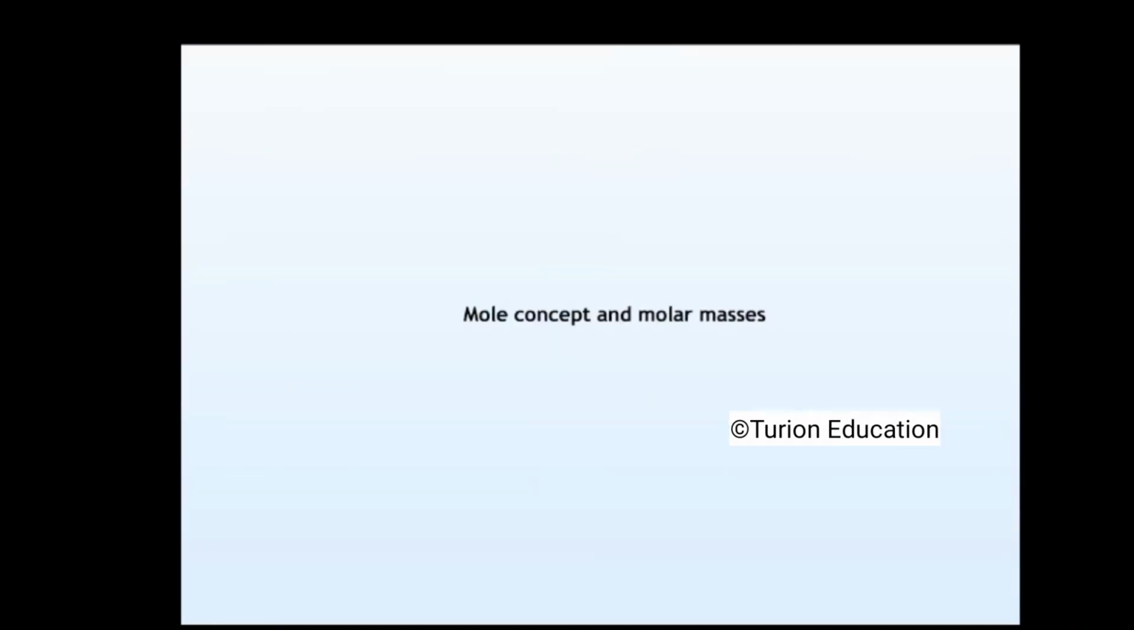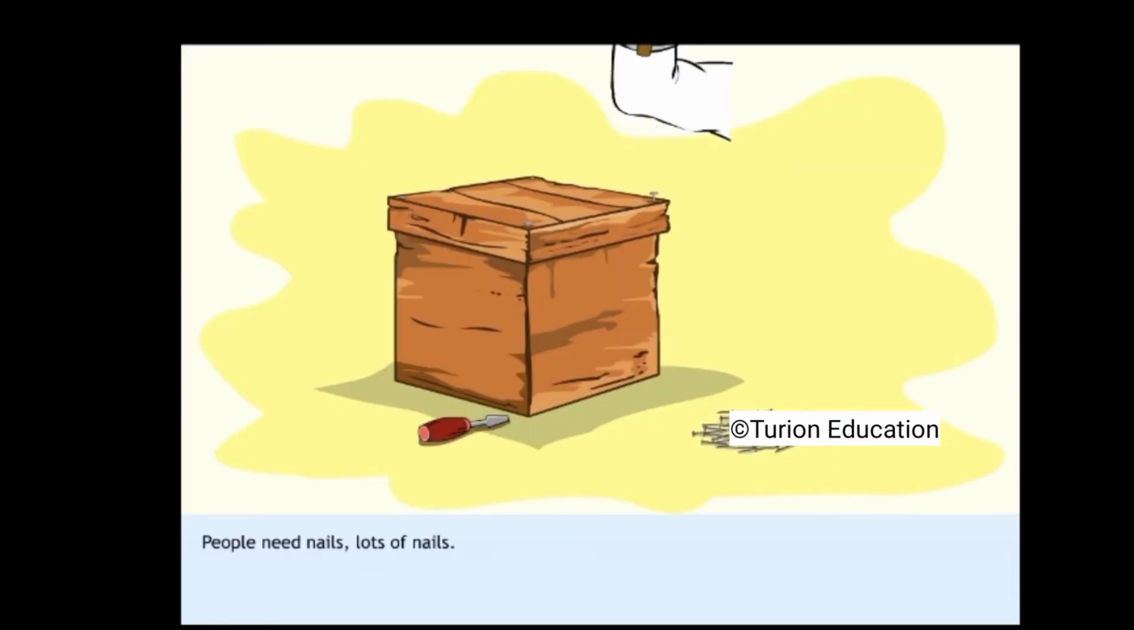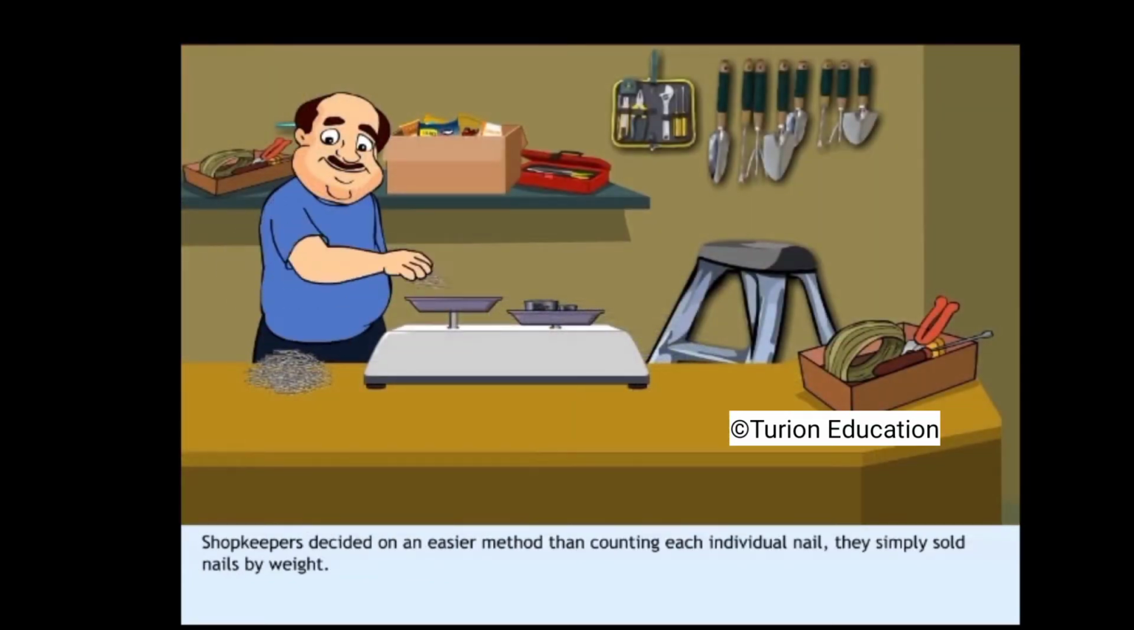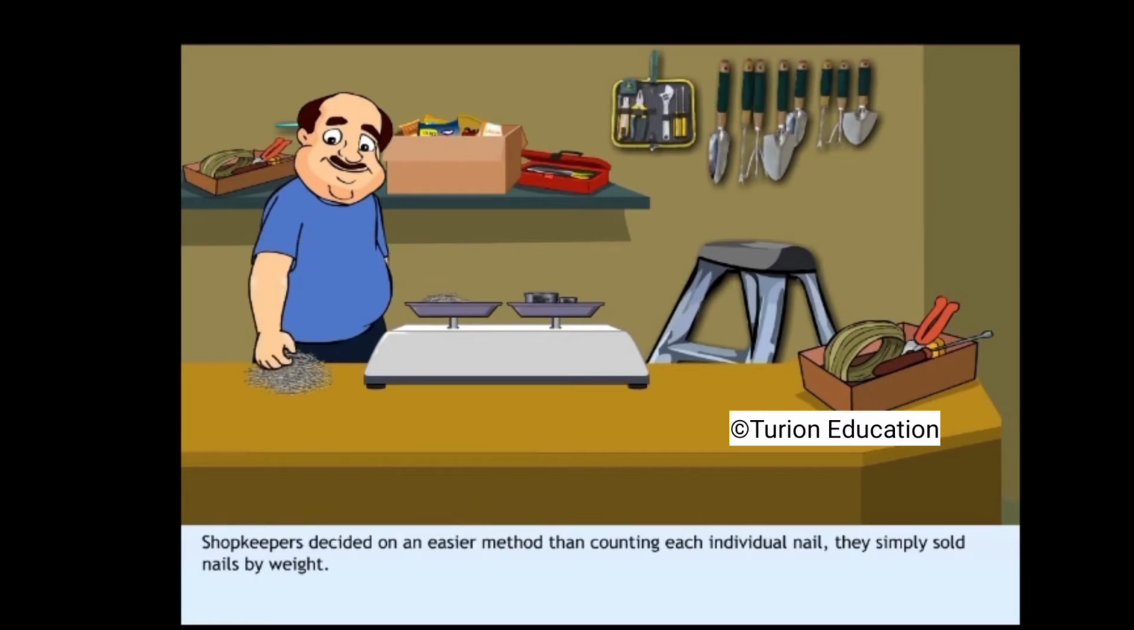And molar masses. People need nails, lots of nails. Counting lots of nails is a very tedious task because they are small and pointy. Hardware store owners solved the problem long ago with a method that can be applied to almost everything, including chemistry. Shopkeepers decided on an easier method than counting each individual nail. They simply sold nails by weight.